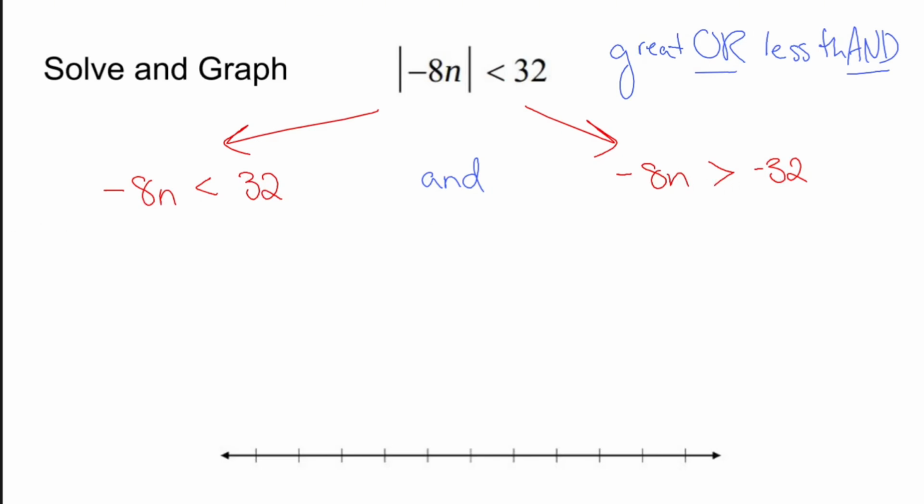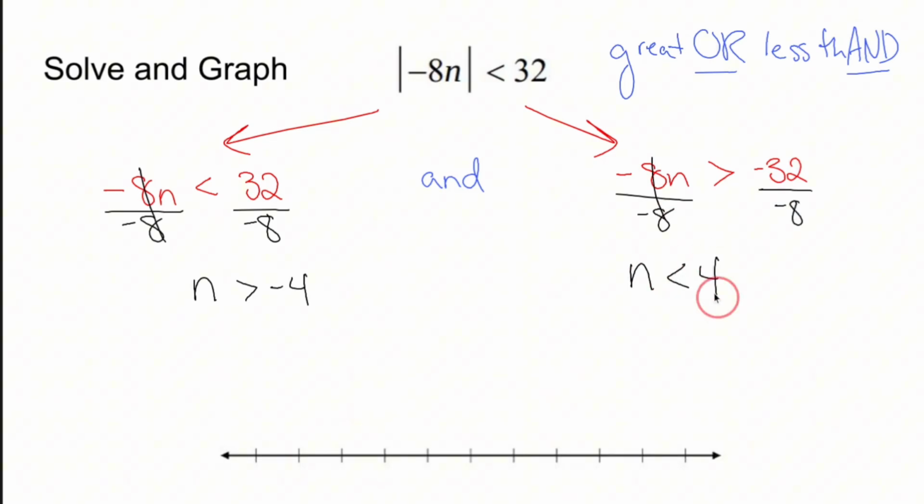Now we solve each of these individually. Oh my goodness, dividing by a negative in an inequality. What does that mean? Flip the sign, baby. Like that. That's going to happen over here. Negative 8 is going to be divided into negative 32. That's an inequality, and n is less than 4. That word and is still in the middle.